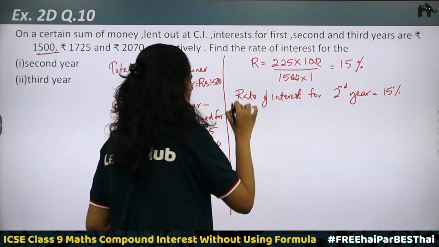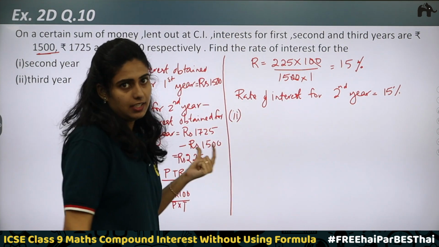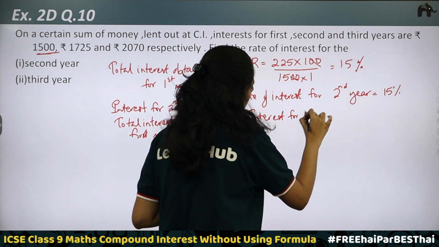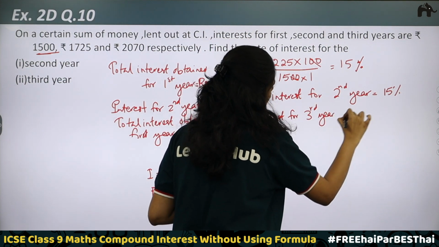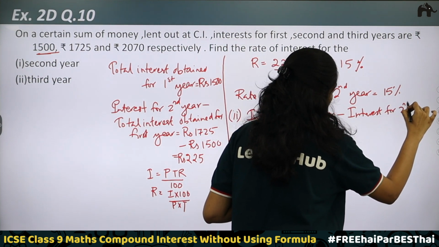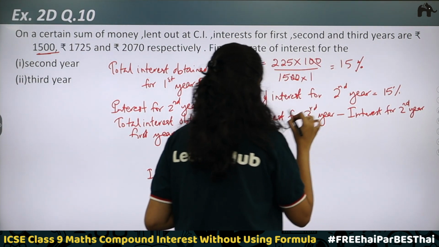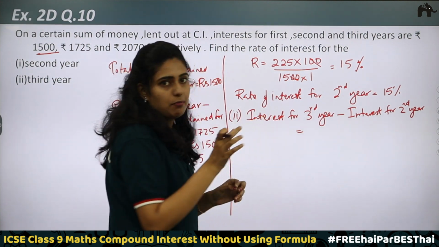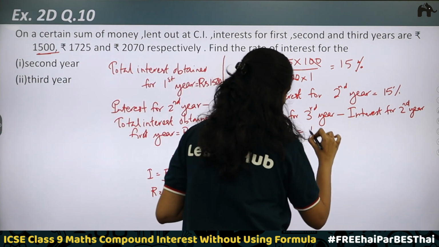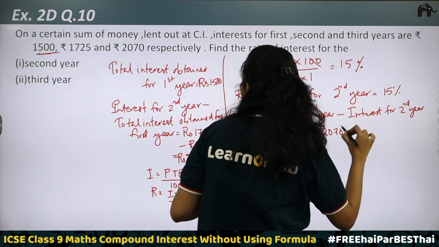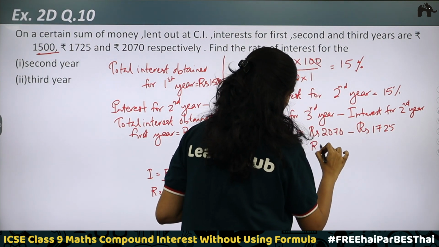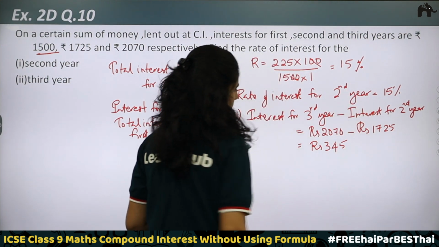Now, the second part of the question, we have to find the rate of interest for third year. So, here interest for third year minus interest for second year will be equal to the interest amount. Third year's interest amount you will be getting when you subtract these. So here you have rupees 2,070 minus rupees 1,725, which is equal to rupees 345. So this is the interest amount.